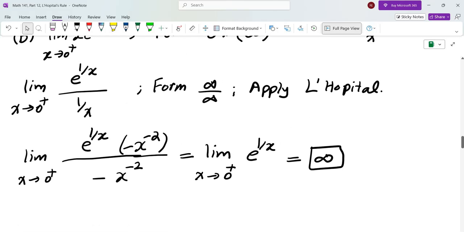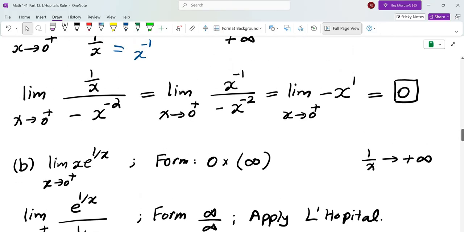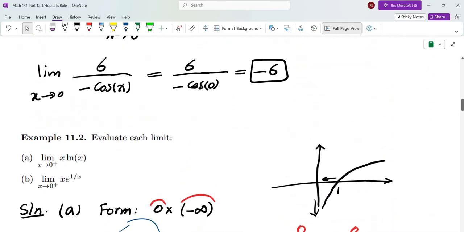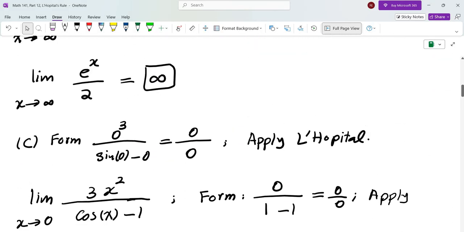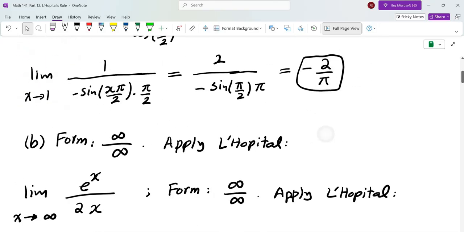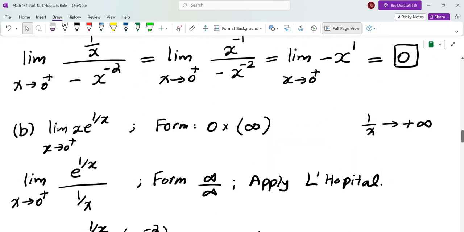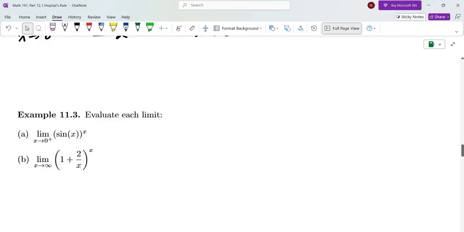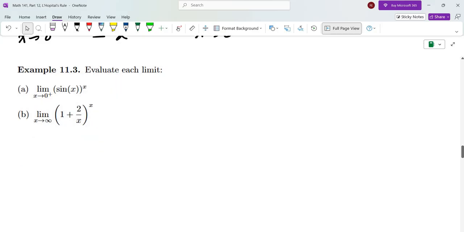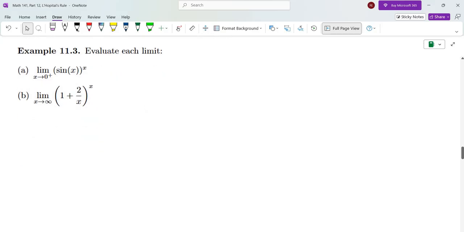So we see these are indeterminate forms, meaning that the answers are kind of unpredictable. This answer was infinity. The other answer was 0. We had answers -6, infinity, -2 over pi. So these are completely random. We can't really predict what happens from the beginning. We have to apply L'Hopital's rule.